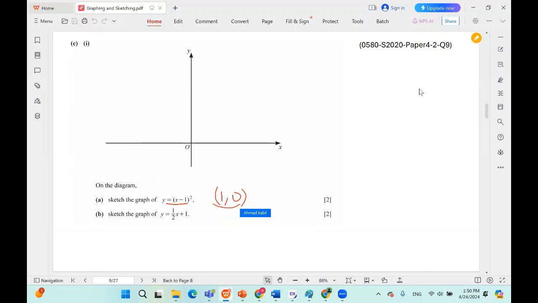And since the coefficient of x squared is positive, this is a smiling parabola. So a simple sketch would be something like this. Let me redraw it for accuracy.